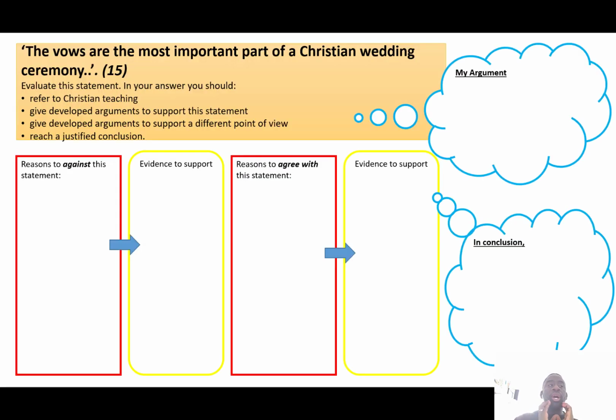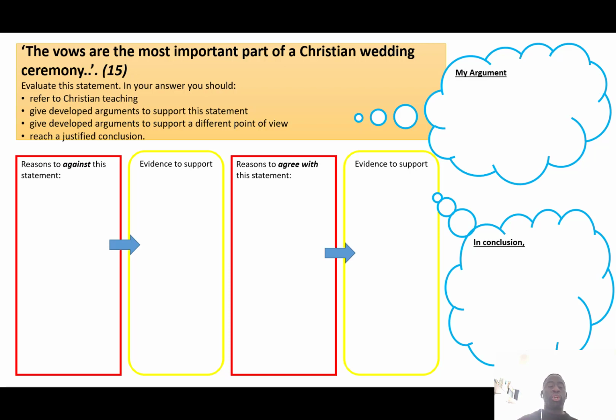And here we go. An exam question. The vows are the most important part of a wedding ceremony. Now, guys, that is a great question. That is an absolutely brilliant question. There are huge amounts of things you can talk about. There is a possibility of going off course, but make sure you don't go off course. Make sure you stay focused on that question.